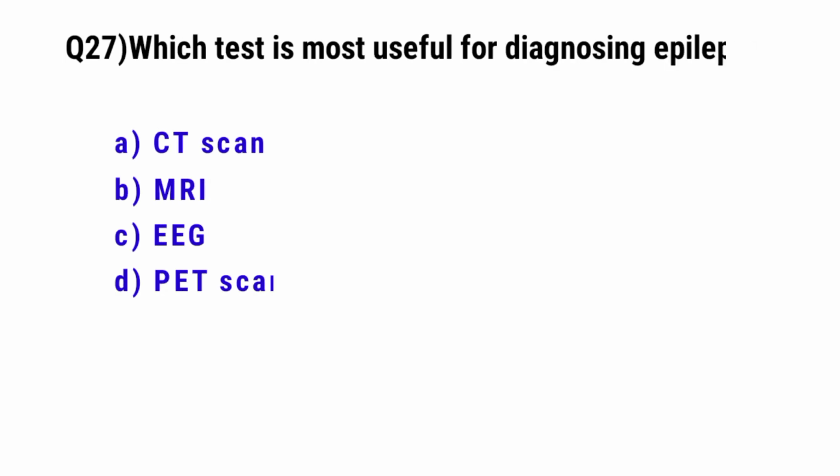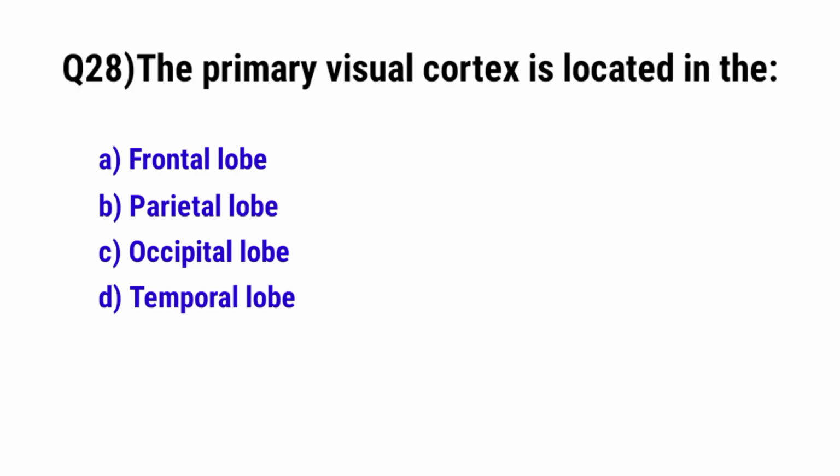Question number 27. Which test is most useful for diagnosing epilepsy? The correct option is C. EEG. Question number 28. The primary visual cortex is located in the? The correct option is C. Occipital lobe.